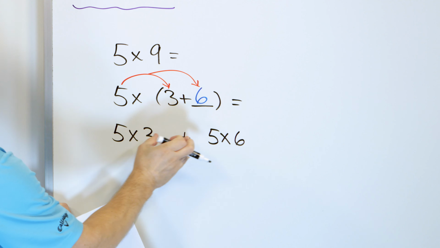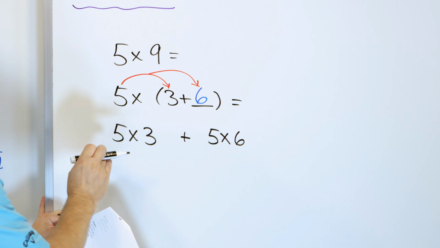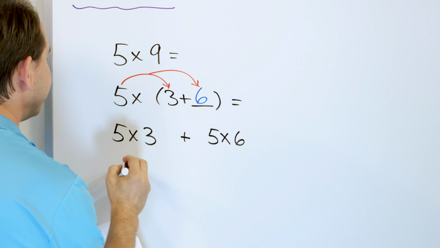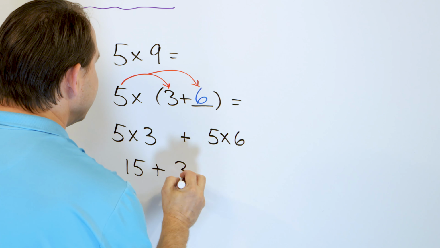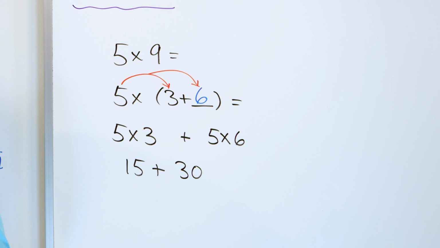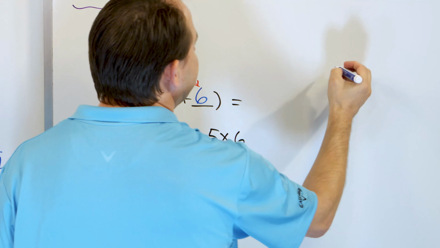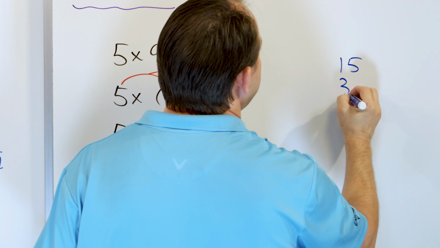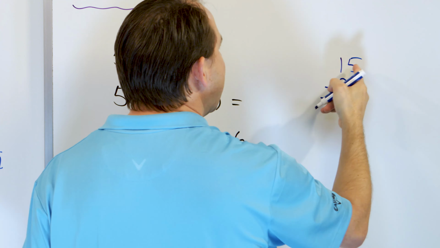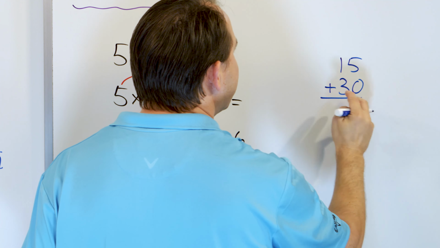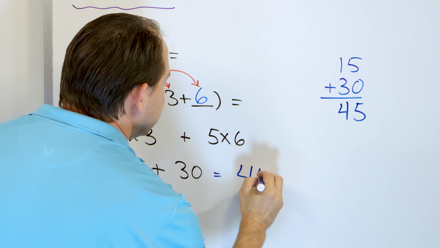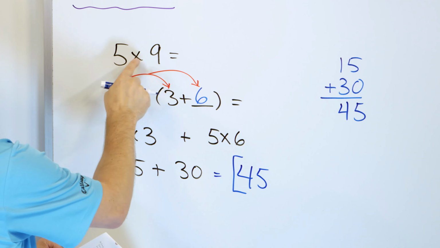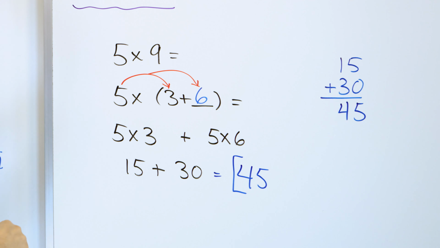So we have multiplication going on, but addition in the middle. We're going to always multiply first. 5 times 3 is 15. 5 times 6 from multiplication tables is 30. Now, if you forget what 15 plus 30 is, just go over here and do 15 and 30 and add. 5 plus nothing is 5, and 3 plus 1 is 4. And so the answer you get is 45. 9 times 5 is 45. So we get exactly the same thing.